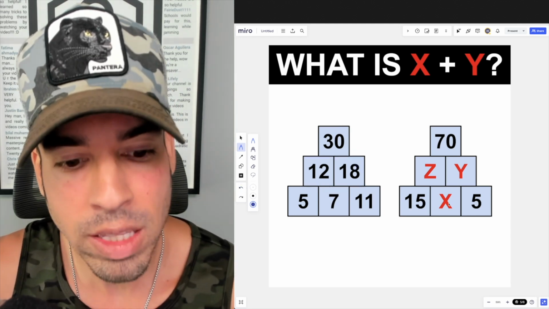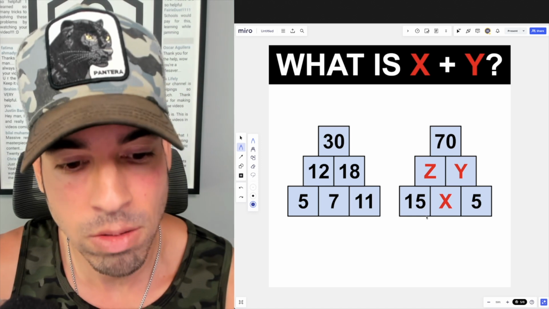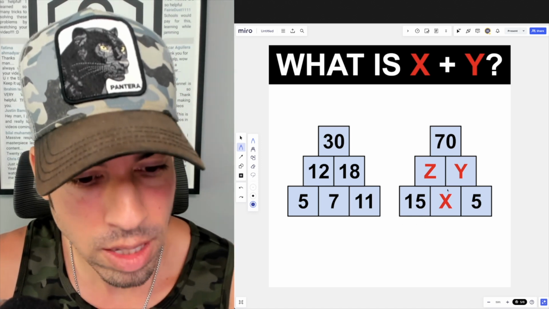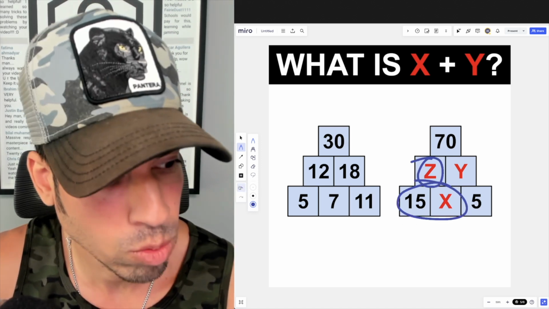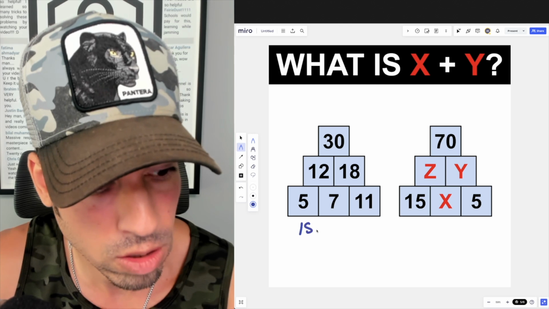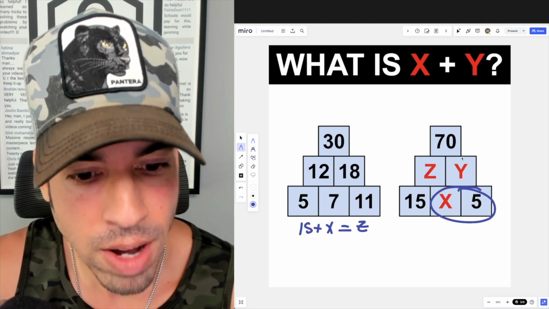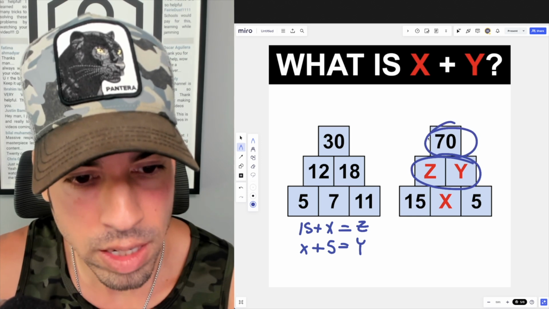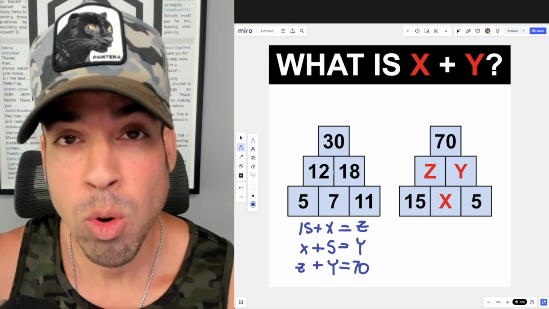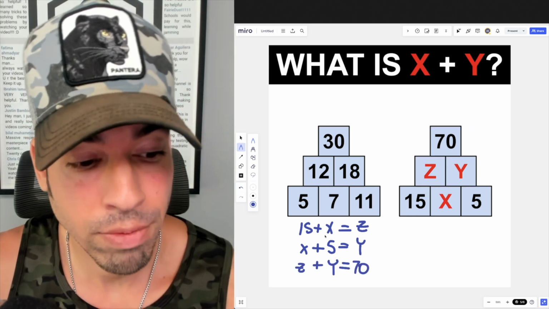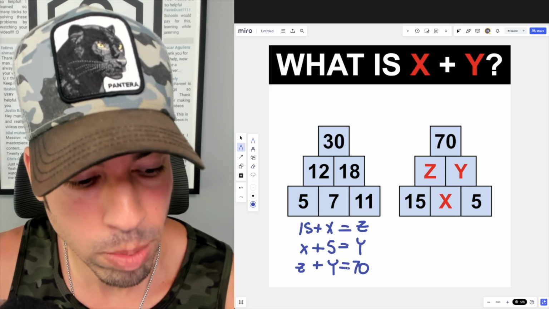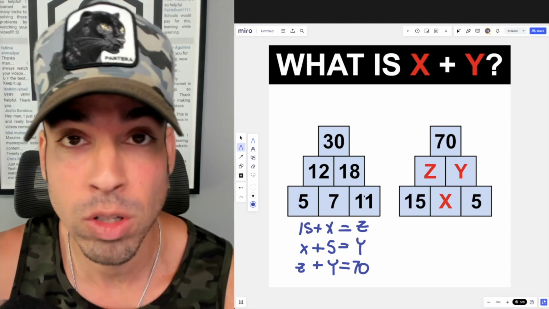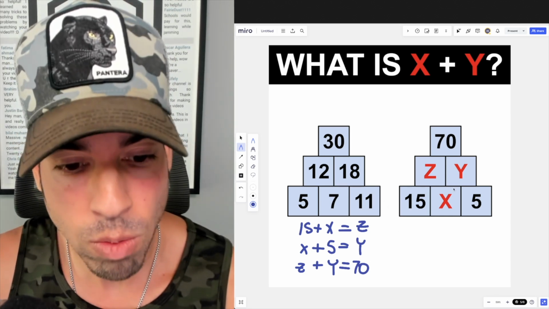Now, knowing that pattern, we can make a system of equations. We can say that 15 plus x is equal to z, so I'm going to write that out here. We can also say x plus 5 is equal to y, and last but not least, we can say z plus y is equal to 70. Now, we can of course solve this algebraically if you'd like, and you can use this triple system with elimination or substitution or a combination thereof and figure out what x and y are.